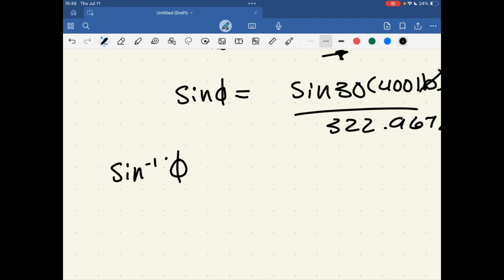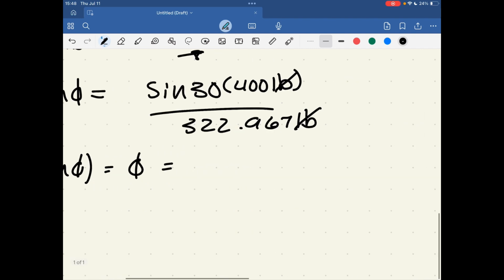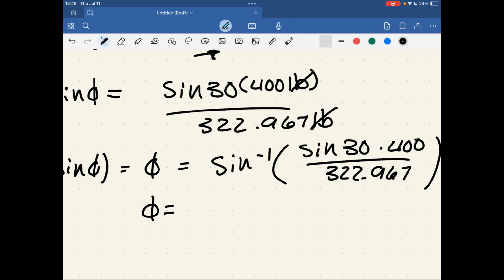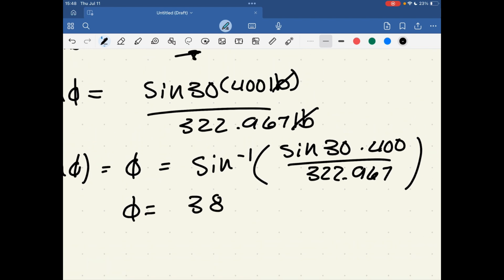do now is take the sine inverse of sine phi, which will give us phi, which is equal to sine inverse of sine 30 times 400 divided by 322.967. Phi is equal to 38.2619 degrees.